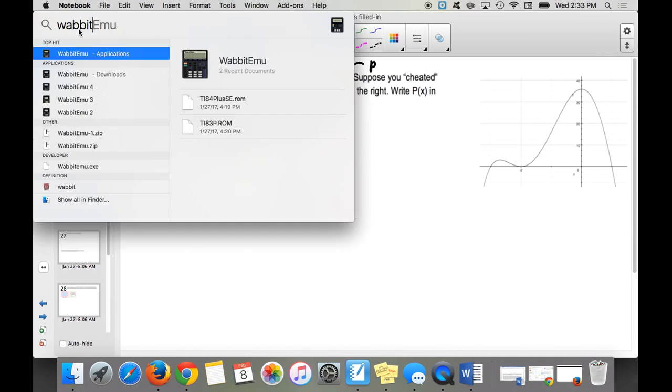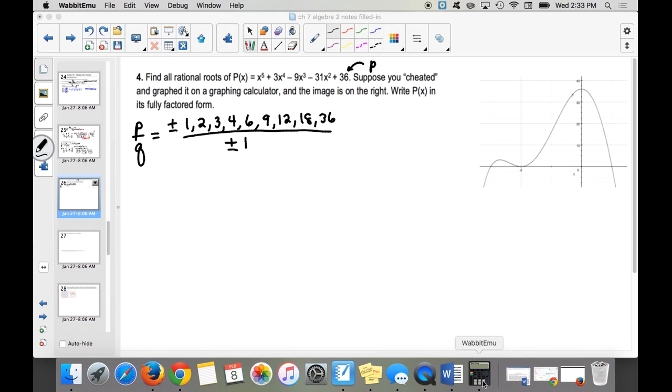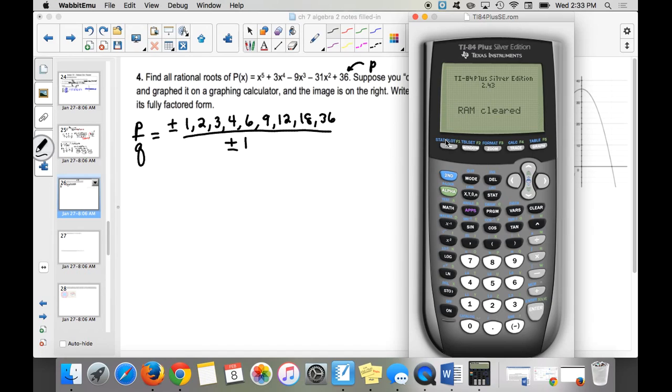And I tried to put it off to the side if you guys didn't have a graphing calculator. So if I go to my y equals, and I put in x raised to the 5th plus 3x to the 4th minus 9x to the 3rd minus 31x squared plus 36.